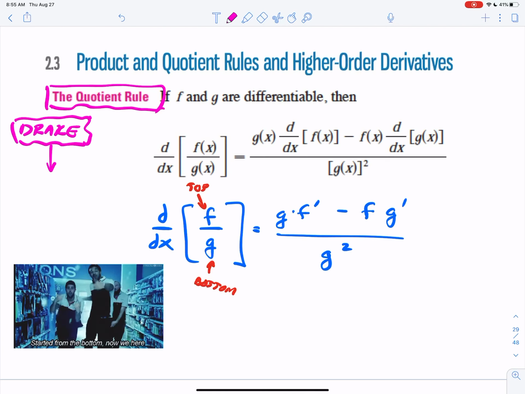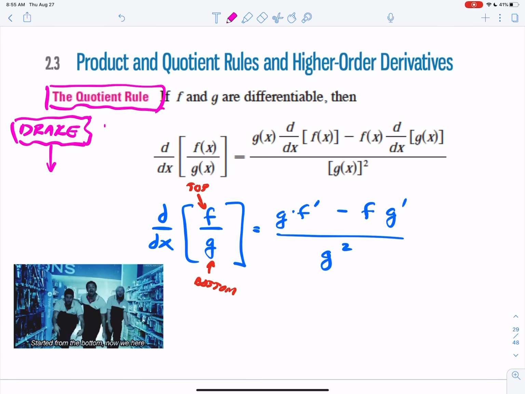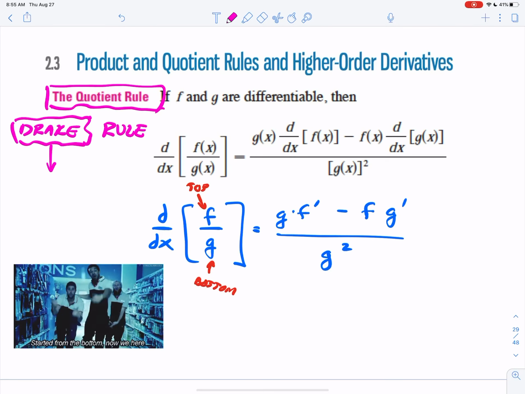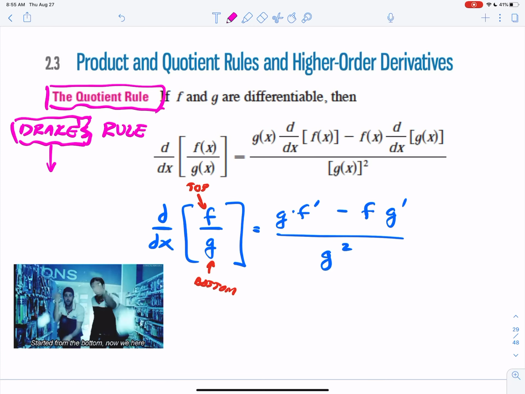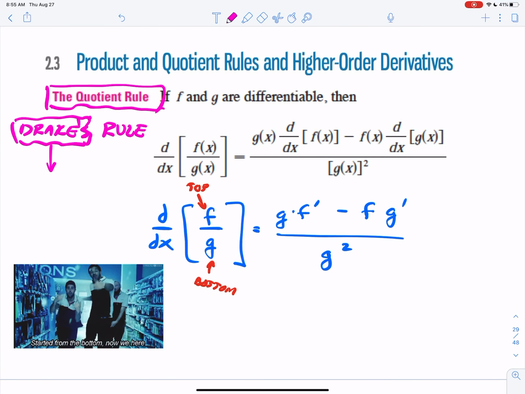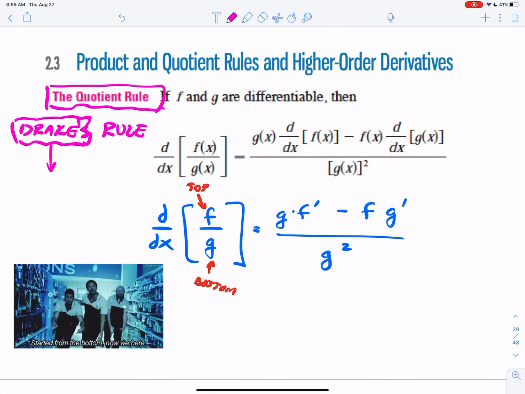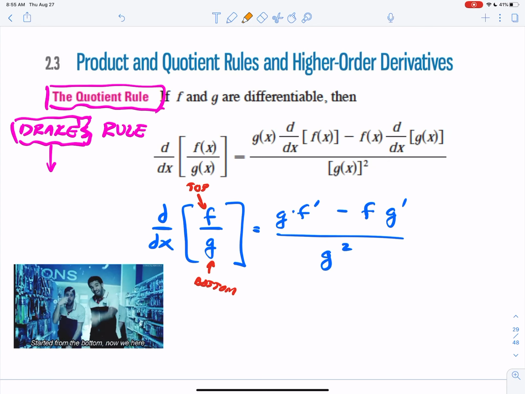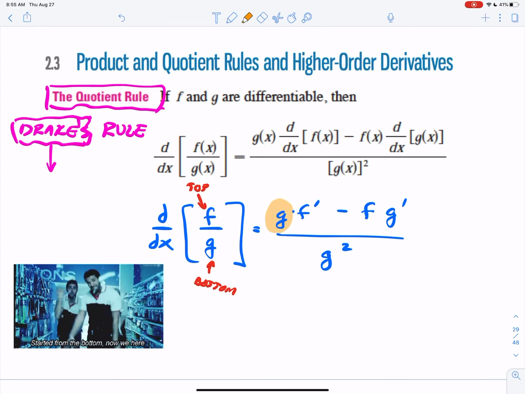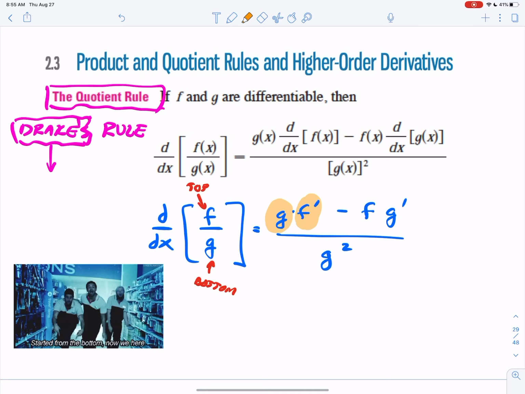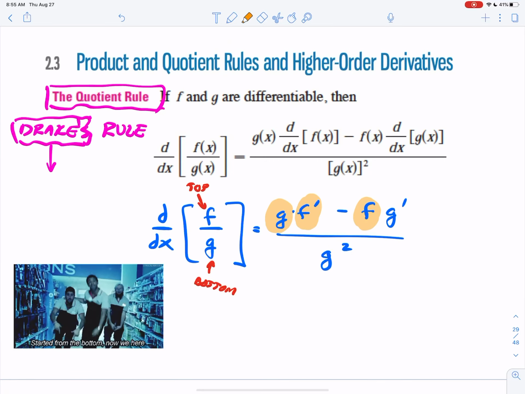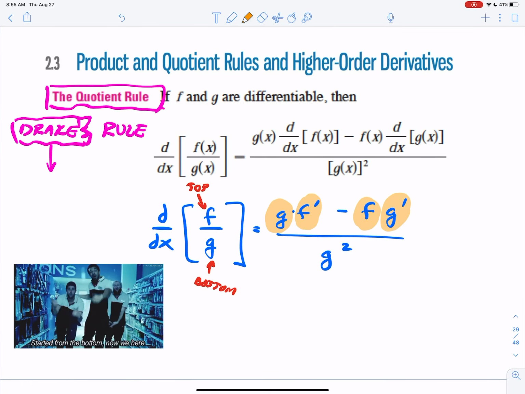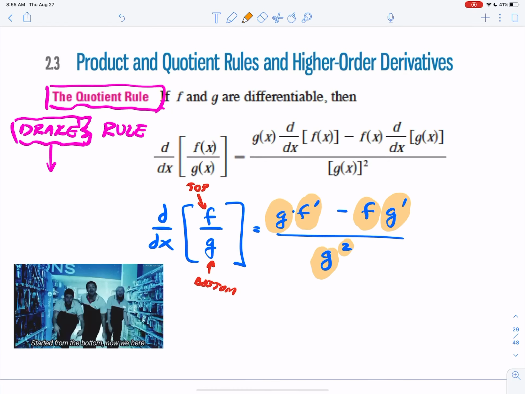So here's how you remember it. The quotient rule is really just Drake's rule, because Drake always likes to start from the bottom. So here's how you read it: you start with the bottom times the derivative of the top, minus the top times the derivative of the bottom, all over bottom squared.